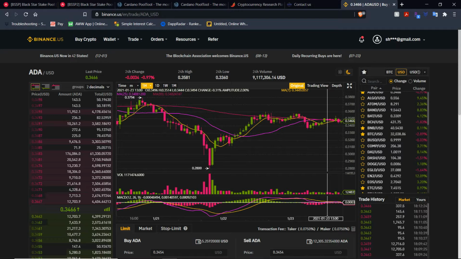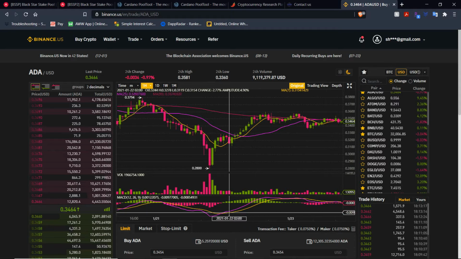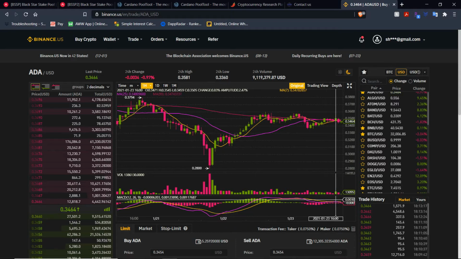There are way better ways to use these graphs. This is what I use. I don't get too deep into it. I'm not a trader, but this is what indicates to me when is a good time for me to buy my cryptocurrency and when is a good time to sell it.